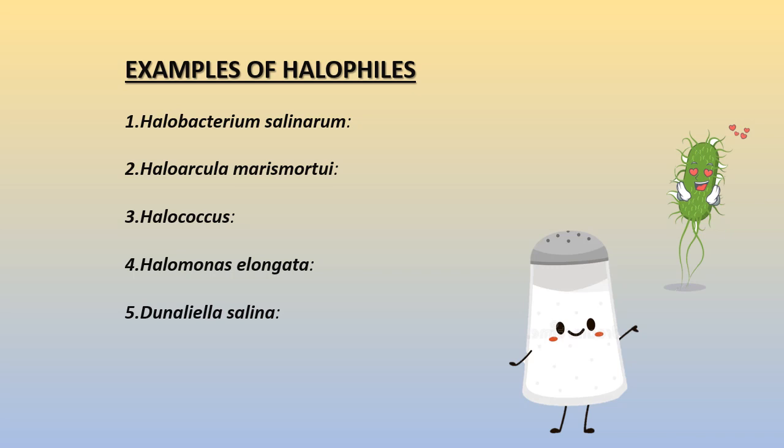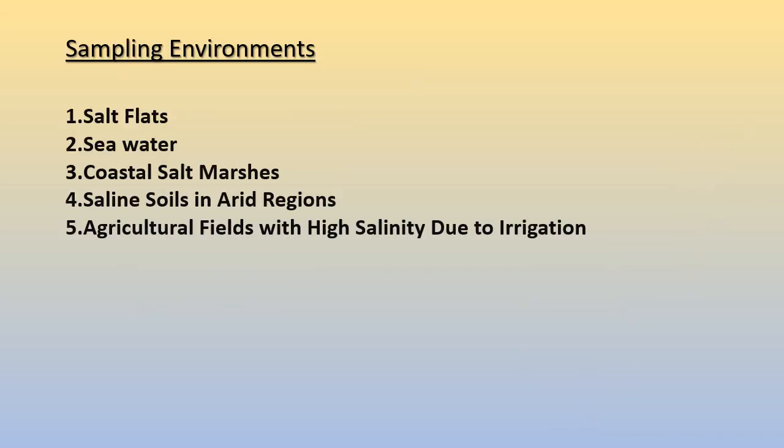Then next is about sampling environments. What are the environments from where you can get a sample, as you need to proceed with isolation for your practicals? You need a proper sample. So here are a few examples of environments that have high salt concentration. First is salt flats. That means it is kind of a salt desert. For example, in India, we have the Great Rann of Kutch. Then second is seawater, very easy to get the sample.